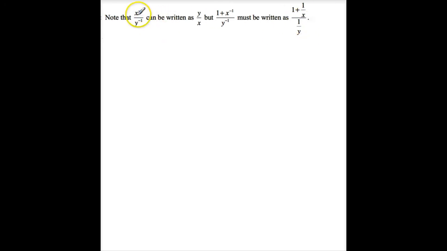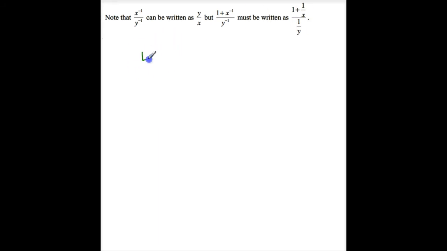Now remember, while x to the negative 1 divided by y to the negative 1 is the same thing as y over x, if there is a plus sign or a negative sign in there, you can't do that. You have to write 1 plus x to the negative 1 divided by y to the negative 1 as 1 plus 1 over x divided by 1 over y.